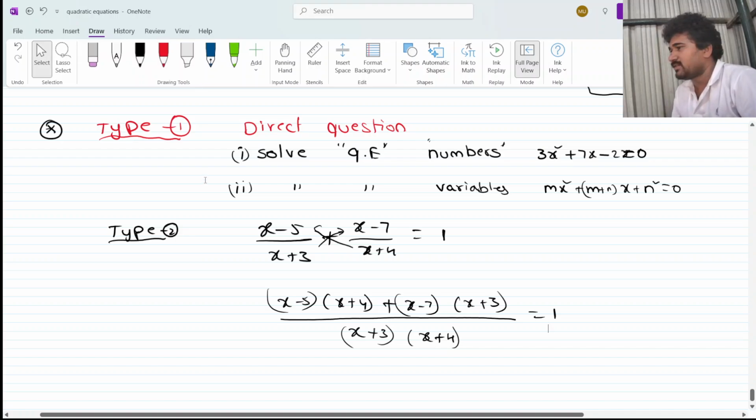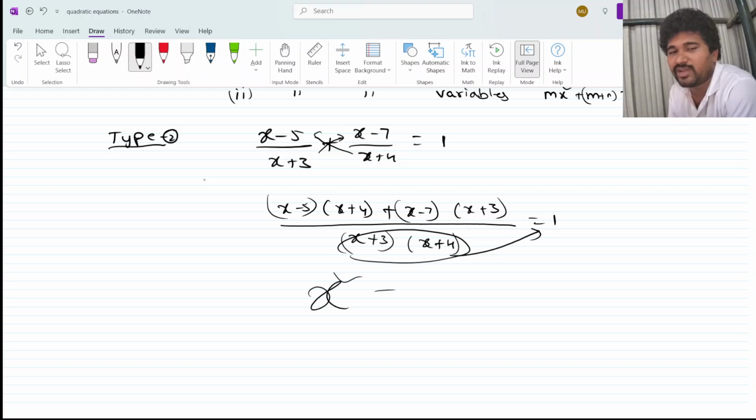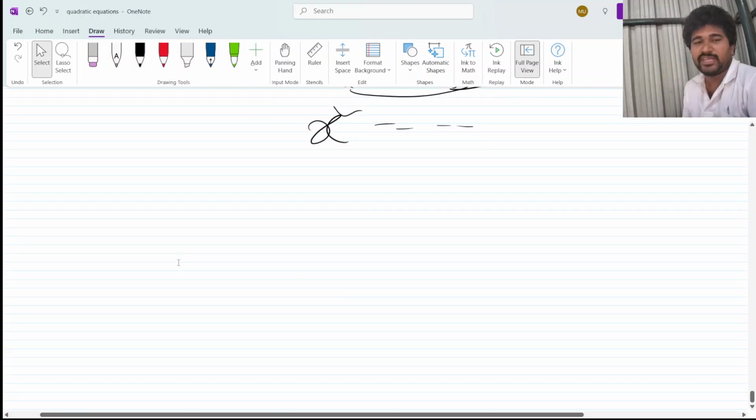Correct? Now what do you do? Send everything to that side, multiply this, and you will get a quadratic equation. And the quadratic equation you have to solve. This is the second type of question. This question will come for 3 marks. Next, type 3.